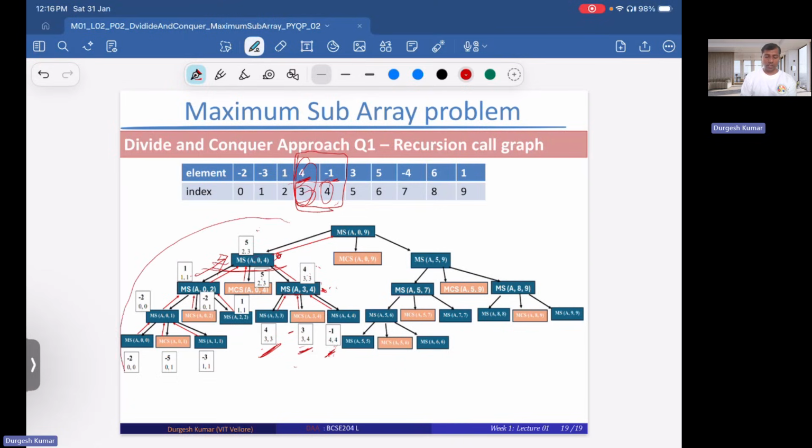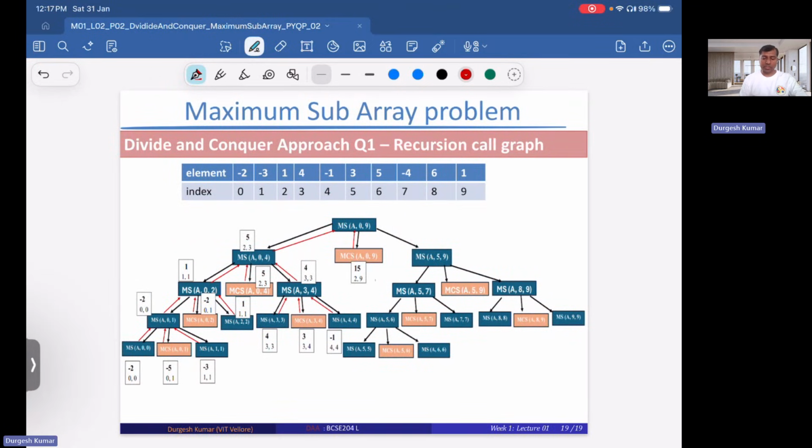So this is the call graph, or the output of the recursive call graph, on the left hand side. Now let us calculate similarly for MCS 0 9 on the right hand side. Okay, so are you excited? Let's move ahead. So MCS 0 9 means that we have to find the maximum subarray in the complete range. Low is 0, high is 9.